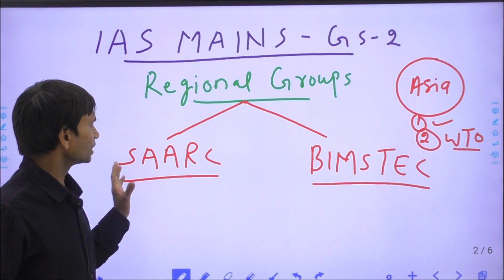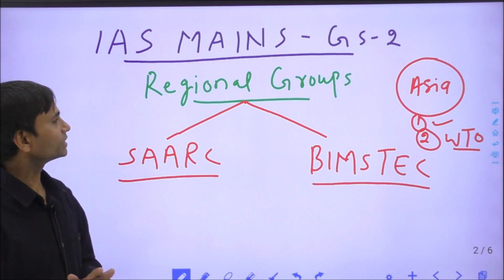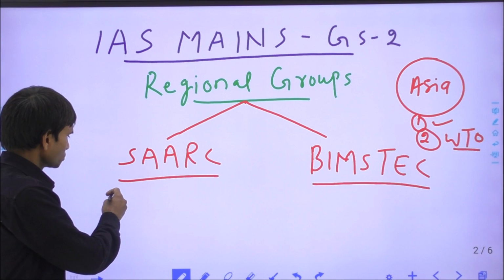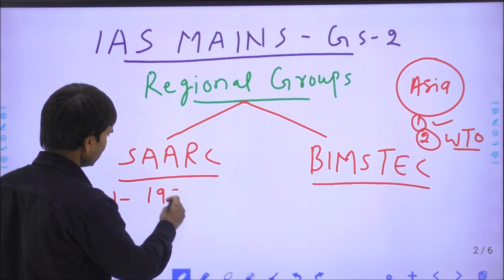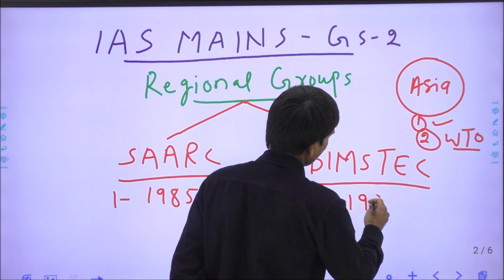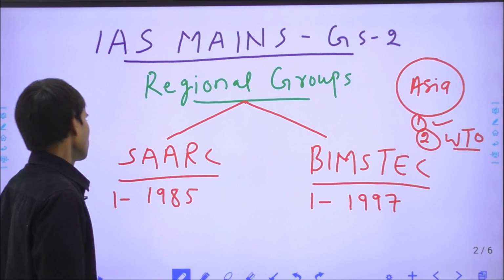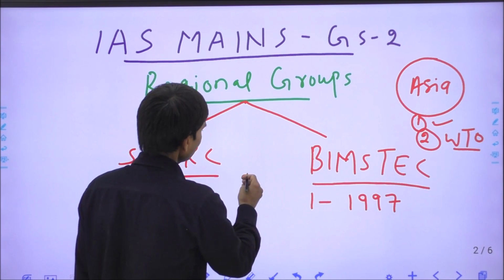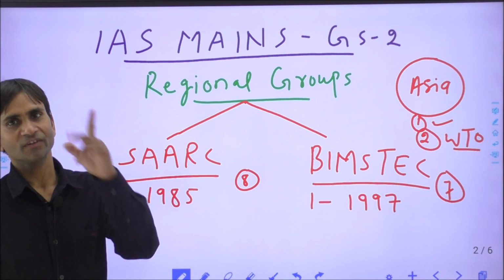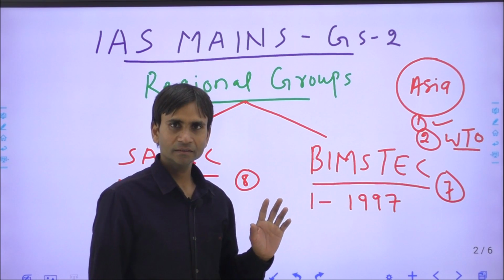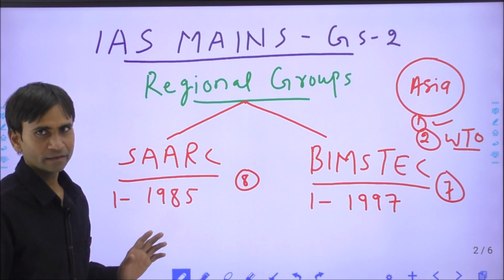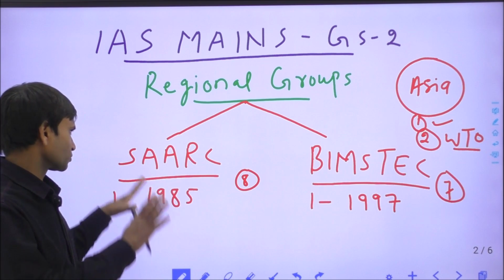Now I am going to discuss the two regional groups from the Asian continent in which India is the largest country and an active member. One is SAARC, founded in 1985, while BIMSTEC was established in 1997. There are eight members in SAARC while there are seven members in BIMSTEC. Two countries, Pakistan and Afghanistan, are not part of BIMSTEC, and two countries, Myanmar and Thailand, are not part of SAARC. So generally we can compare these regional groups of the Asian continent.